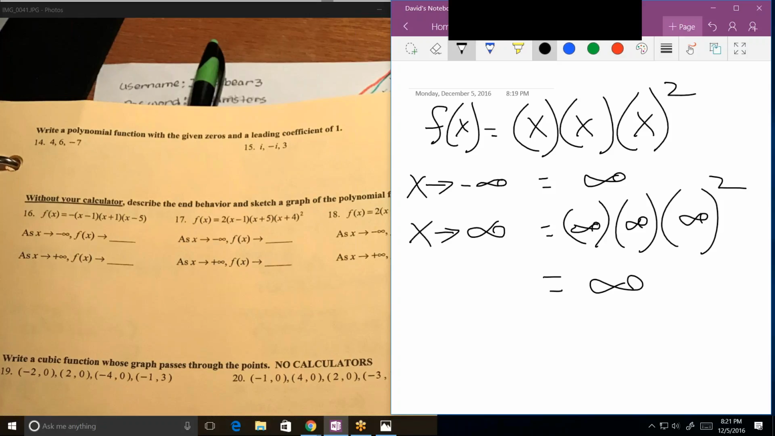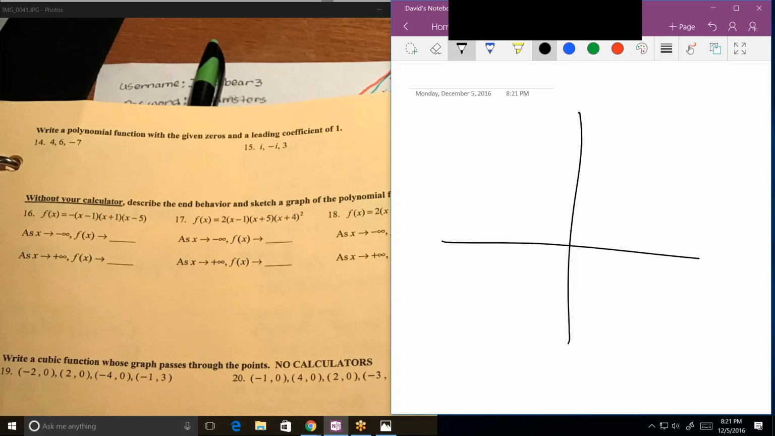In other words, this graph is going to look something like this. This is a quartic, because I got an x times an x times an x squared, so my leading term is going to be x to the fourth. Quartics usually go the same way on each end, because as x goes to positive infinity, y is going to infinity, and as x goes to negative infinity, y is going to infinity.